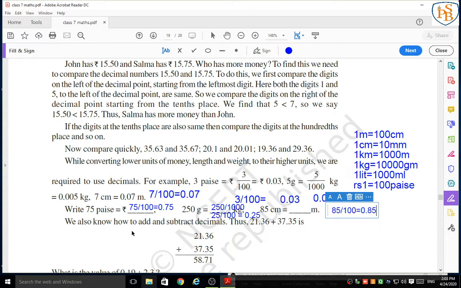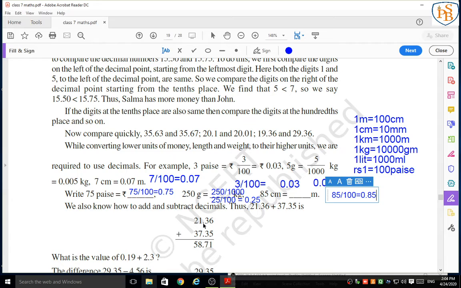We also know how to add and subtract decimals. This 21.36 plus 37.35. Look at here carefully, how they write here neatly. The decimal points are below each other, and after the decimal the numbers are also written properly below each other. Like that, the numbers before the decimal are also right below each other. So because of that, the addition and subtraction get very easy to do. If we write this properly, our answer will always be correct. But to find the correct answer, it is necessary to write in a clean and neat way.